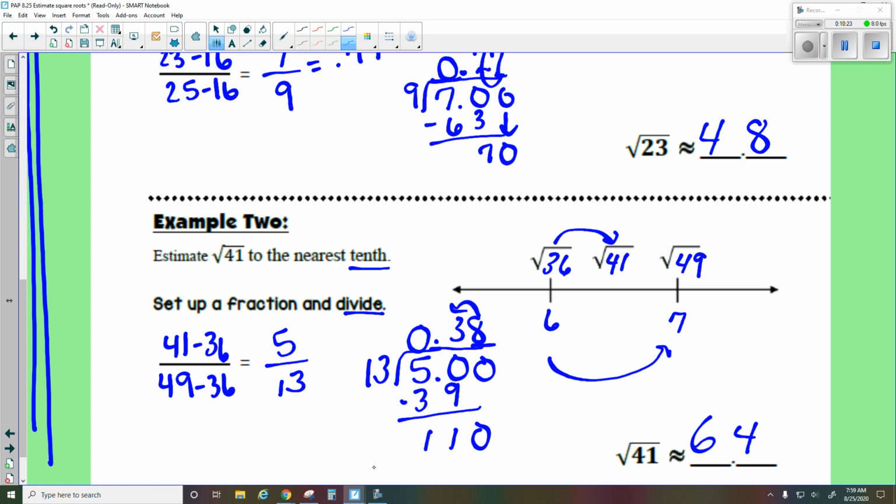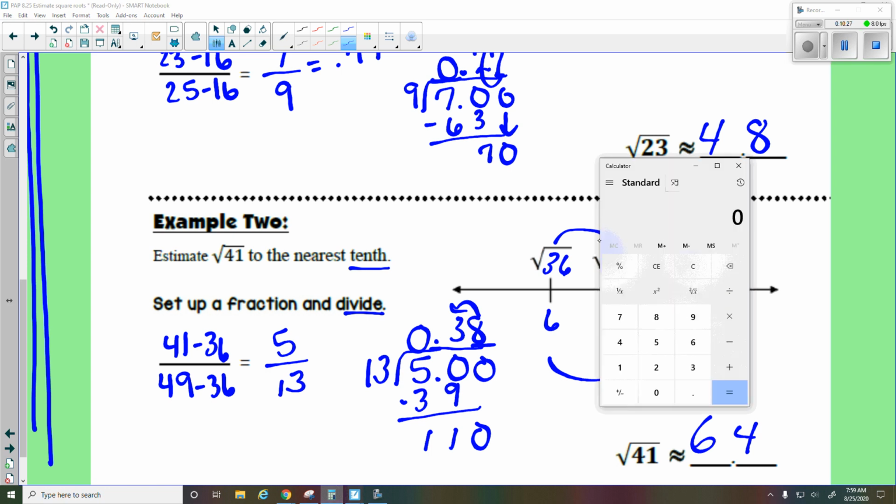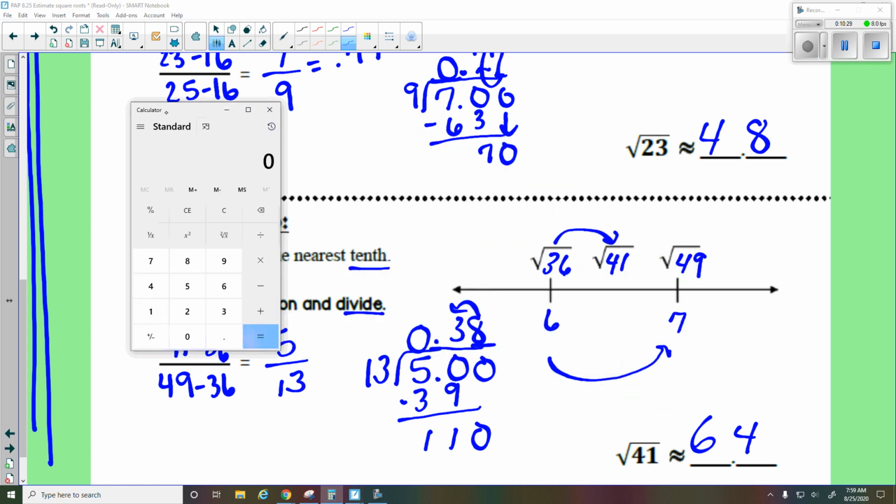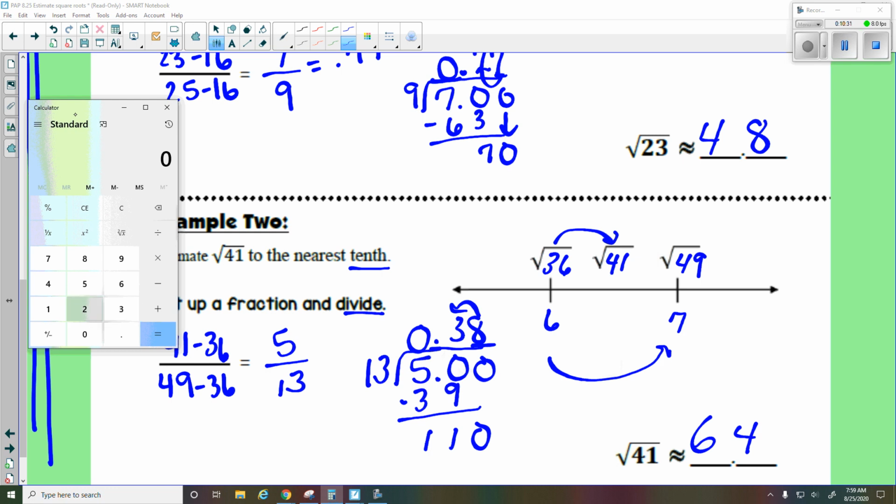Okay, so let's pull that up actually on a calculator just to see how close we were in our estimating. Square root of 41. Oh, look how close we are. It's about 6.4, right? And that's what we got. And notice how it is irrational. The decimal keeps going on, and there is no pattern. So that square root of 41 is an irrational number.